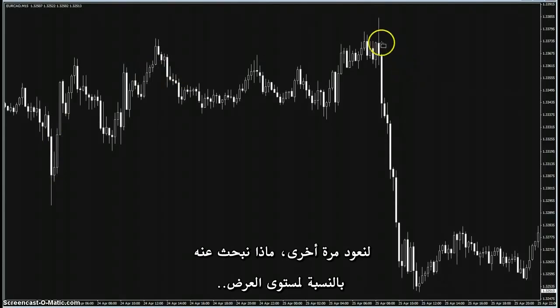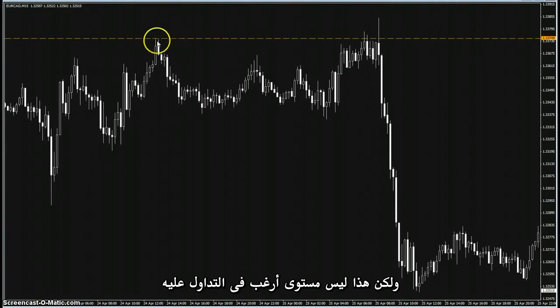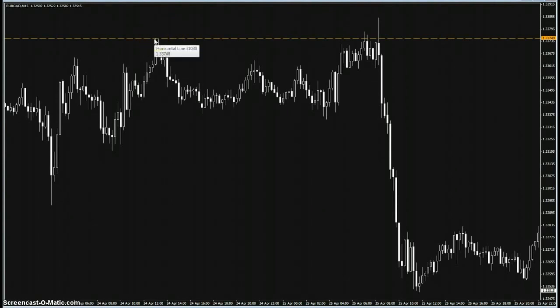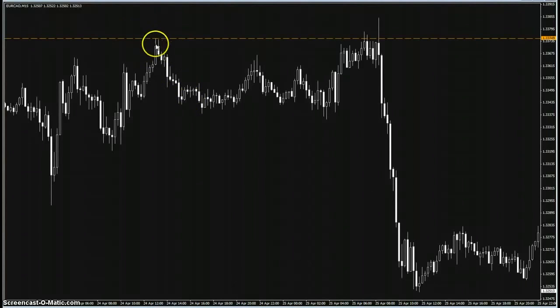So what am I looking for? Well, for a supply level, the most important thing that you need to look for is, again, this is different than just typical resistance, okay? Because this right here, this is resistance, right? But this really isn't a level I'm interested in trading. Why is that? Because the reaction from this level, this down move, was not very strong, okay? At least not at this point, okay?